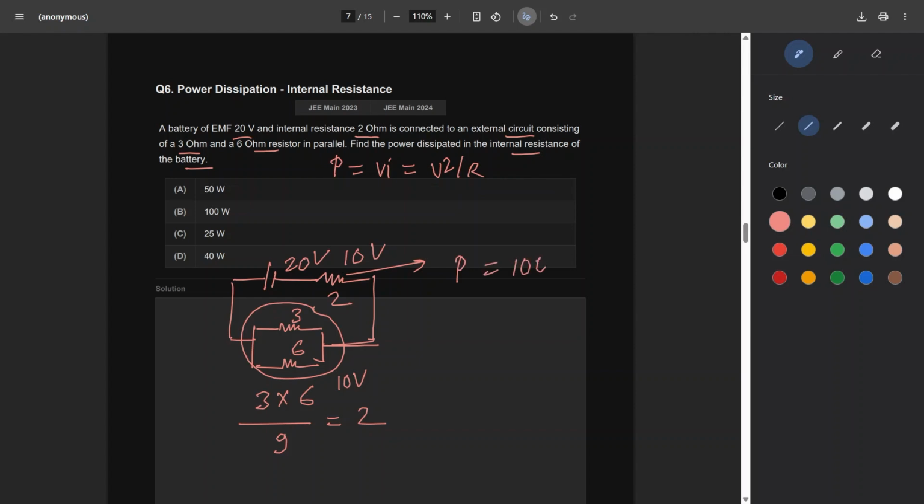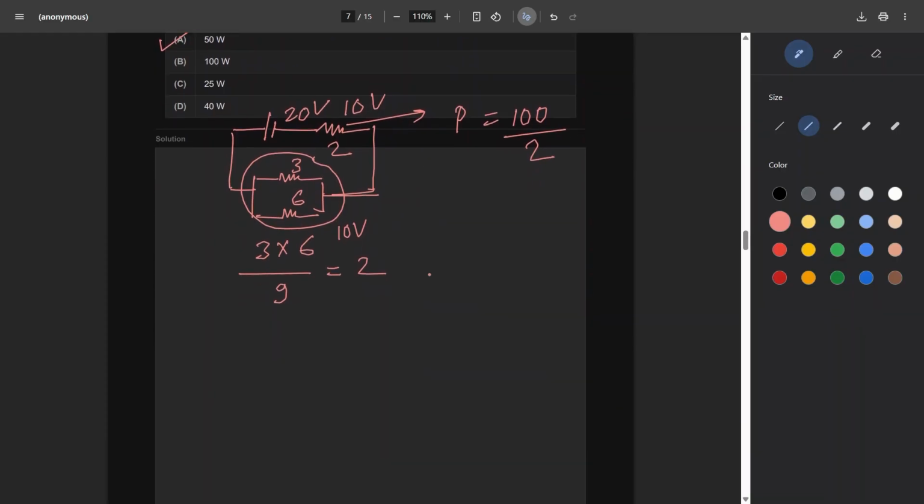100 by R is 2. So option number 8. You should be done with these questions under a minute.